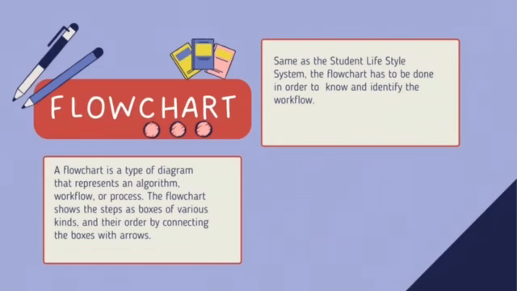A flowchart is a type of diagram that represents an algorithm, workflow, or process. The flowchart shows the steps as boxes of various kinds and their order by connecting the boxes with arrows. As with the student lifestyle system, the flowchart has to be done in order to know and identify the workflows.